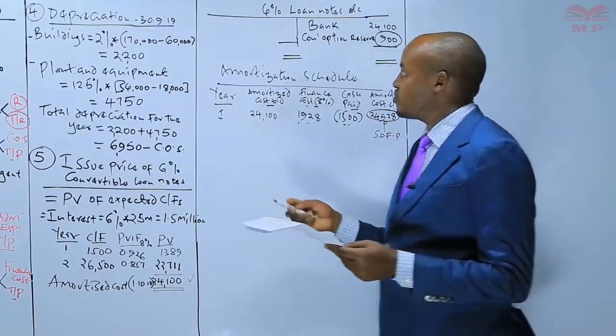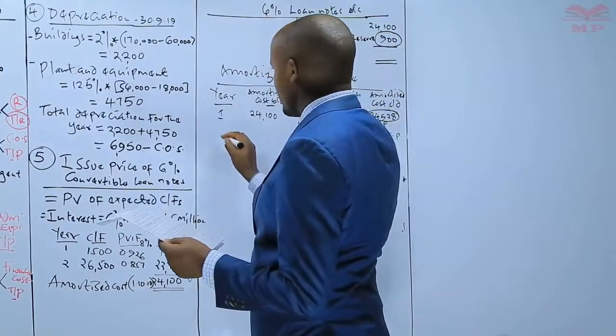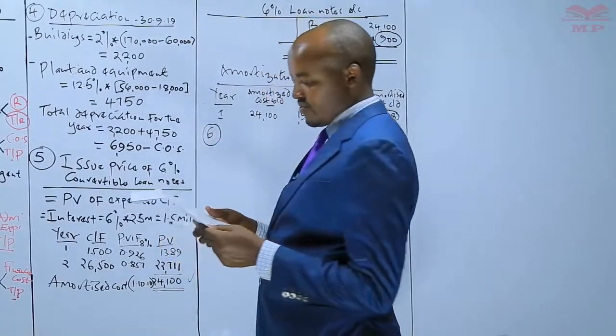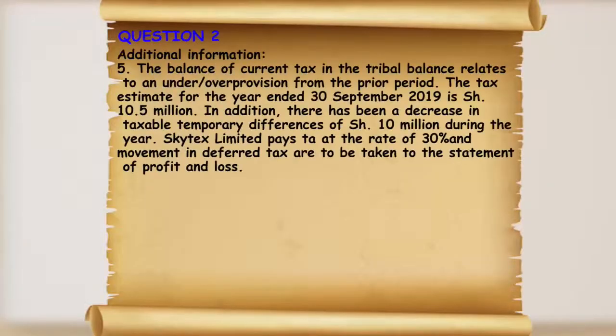And then we move to the other note, that is note 5. In note 5, what are we told? We are told that the balance of current tax in the trial balance relates to an over provision from the previous year. So if we go back to the trial balance, we will see something called current tax, below the investment income. That amount of 650, if it is on the credit side, is always an over provision. But if it was on the debit side, it would be an under provision.